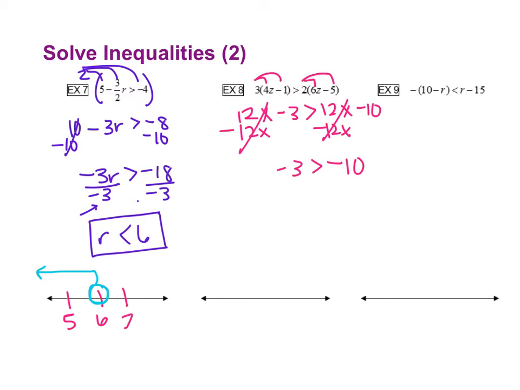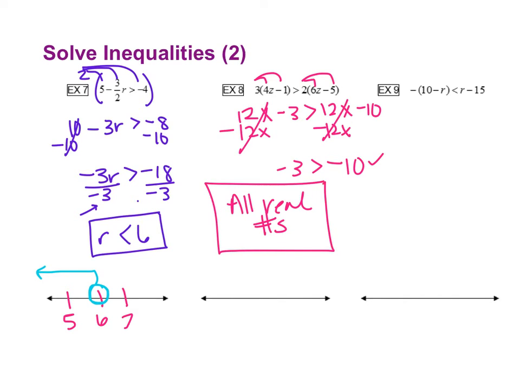So the question is, is this true? Is negative 3 greater than negative 10? And yeah, that's a true statement. If that's true, then that means that every single answer is a solution. So this is your all real numbers. Nothing to graph because it's every single number on the number line.